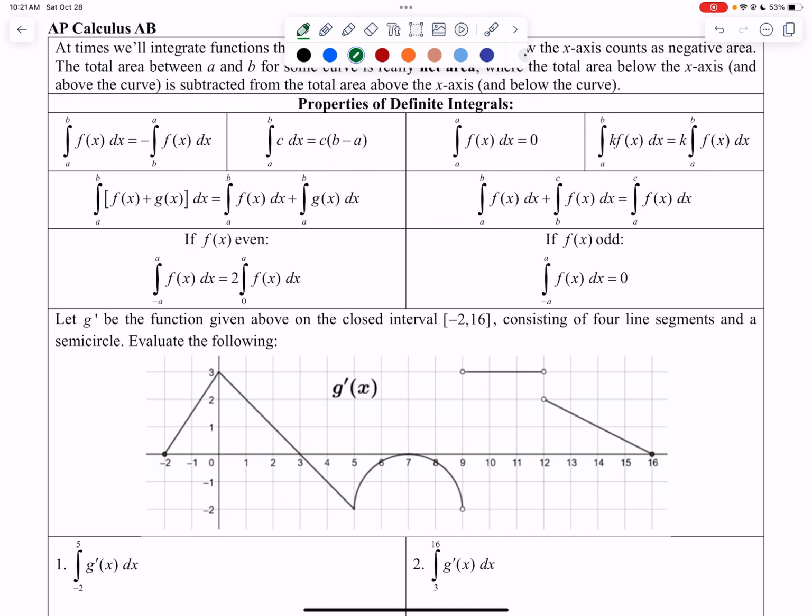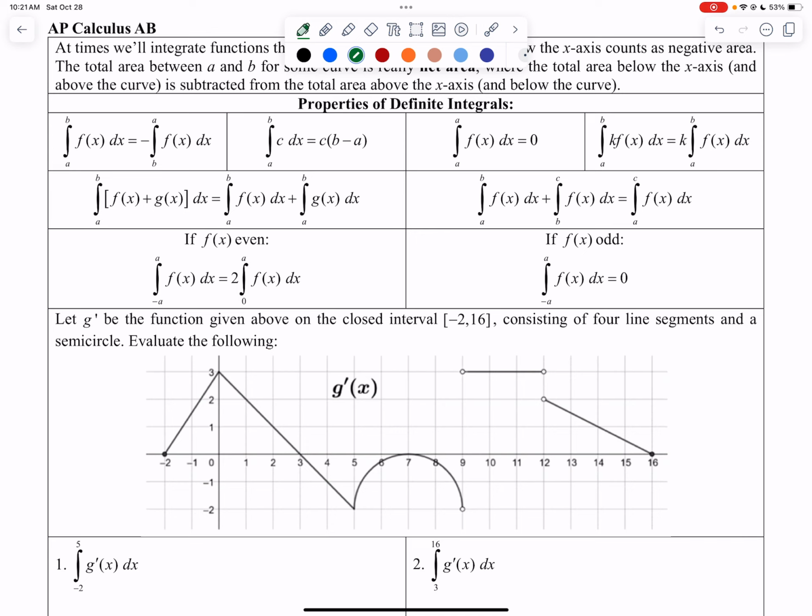Here are some properties of definite integrals that you will need to know. So the first one, if you have the integral from a to b of f of x dx, that's also saying the negative integral from b to a of f of x dx.